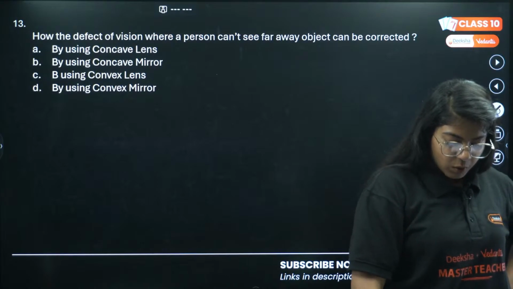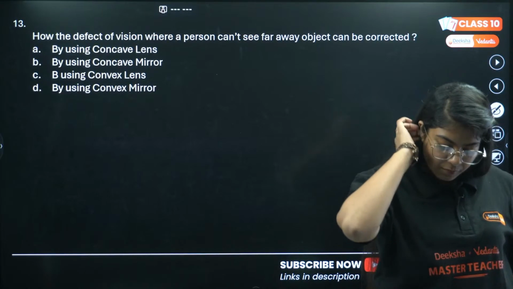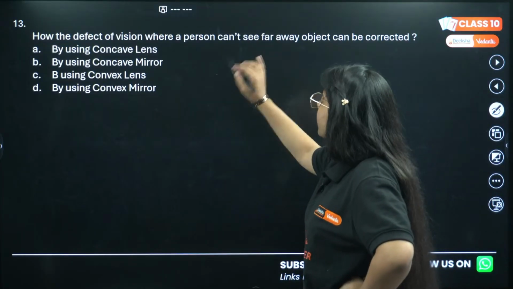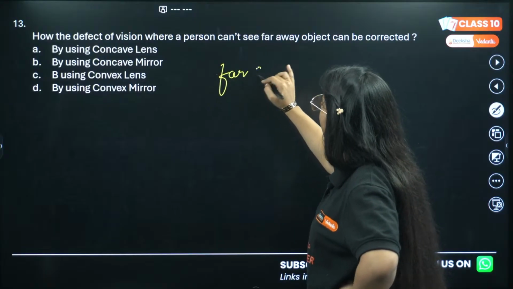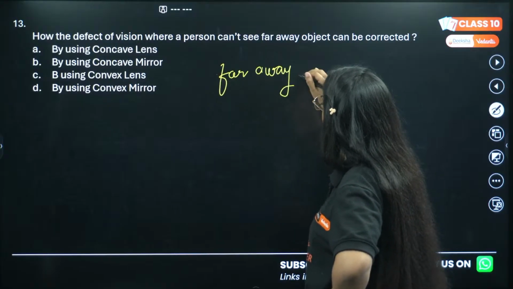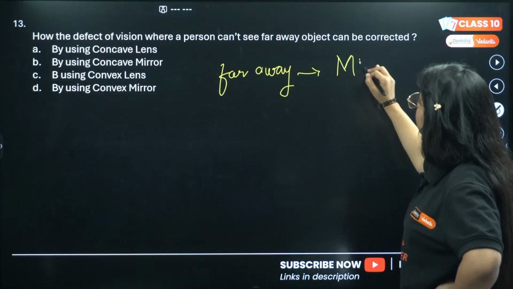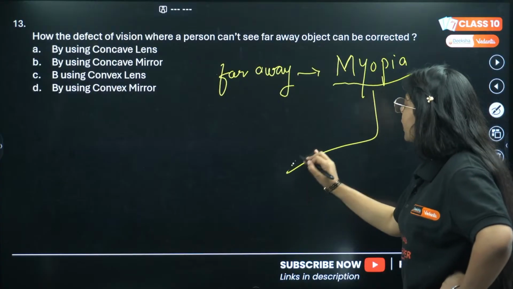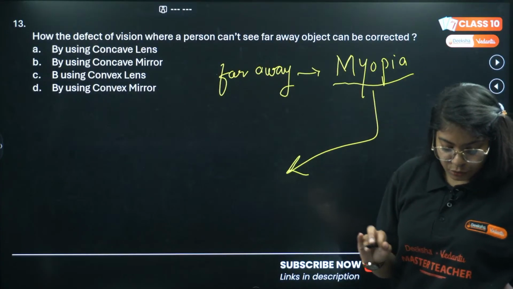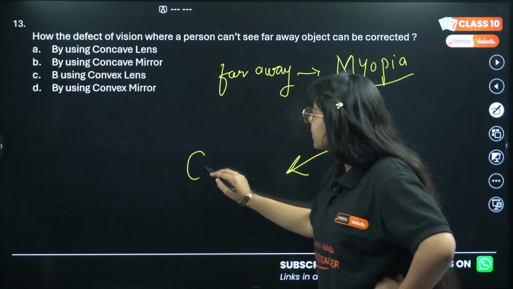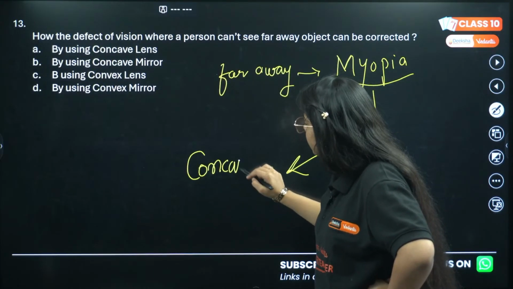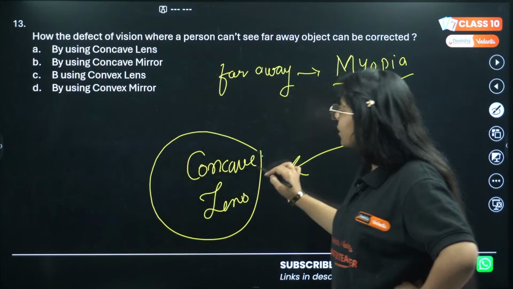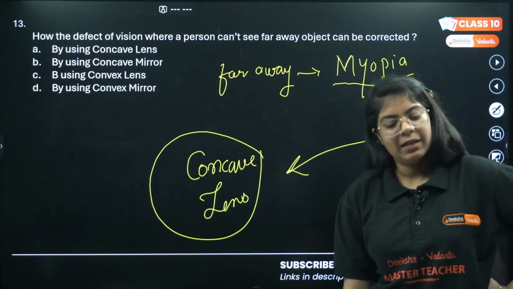Let me know what is the answer. For these kinds of questions we have clearly studied that if a person can't see far away objects, that means it has myopia. Correct? And for myopia, to correct it, the corrective lens used is a concave lens.